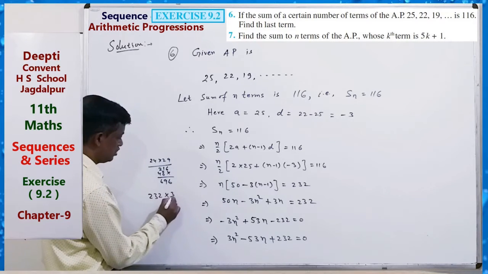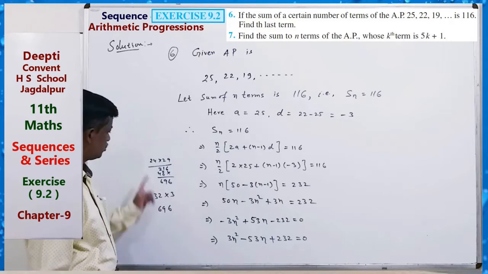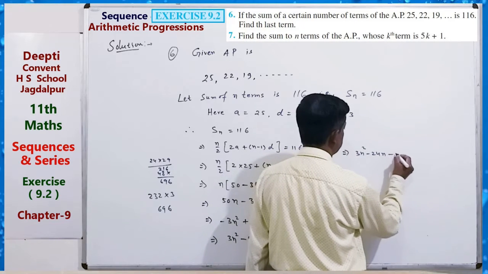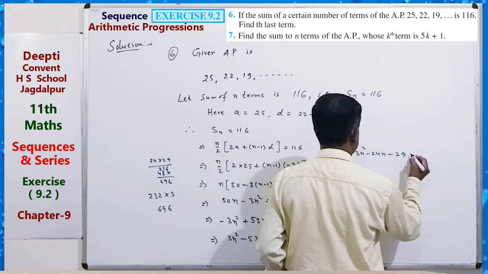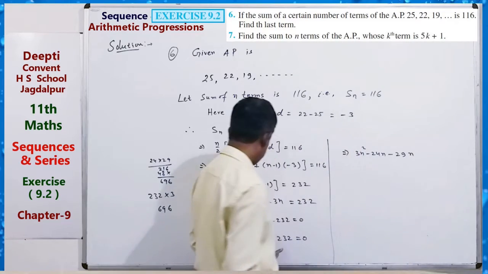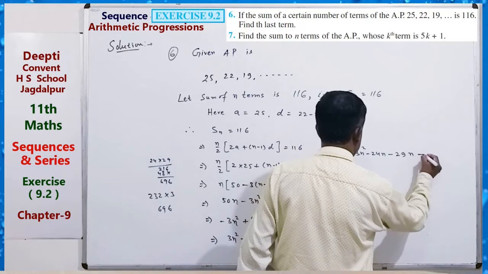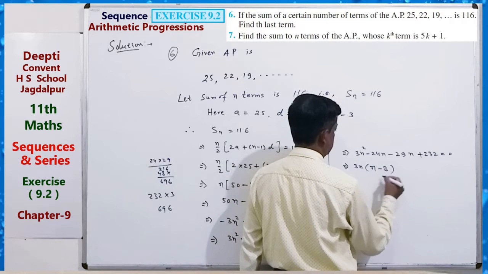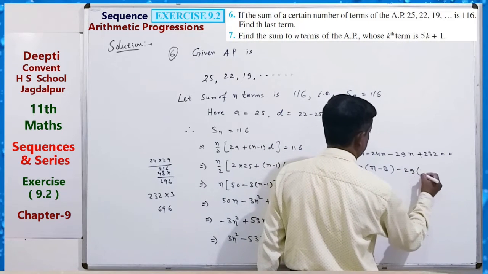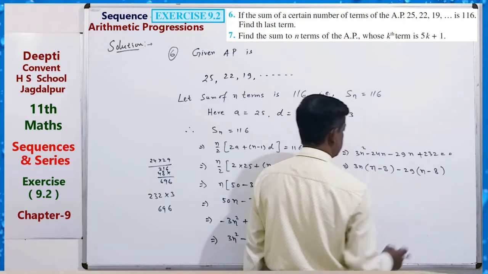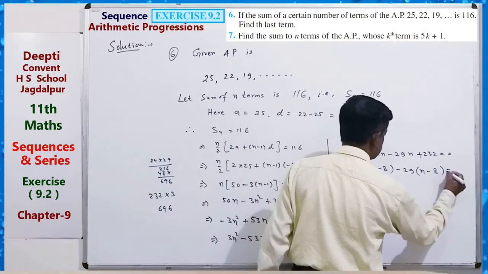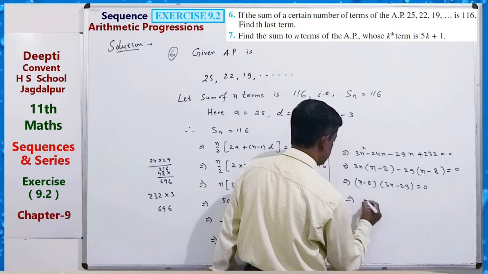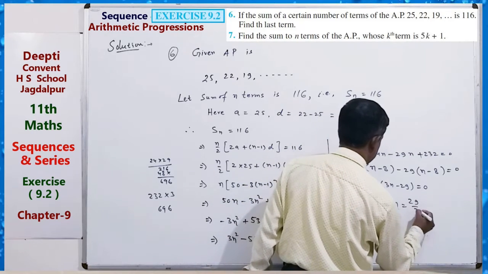That is 696, and 232 into 3 is 696. Okay, so 24 and 29 add up to 53, so it can be factorized like this: 3n square minus 24n minus 29n plus 232 equals 0. Take 3n common: n minus 8, also take 29 common, n minus 8, equals 0. So we get (n minus 8) into (3n minus 29) equals 0. So here n equals 8 and n equals 29 by 3.